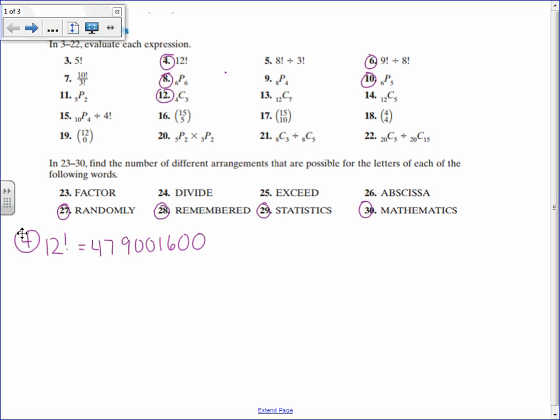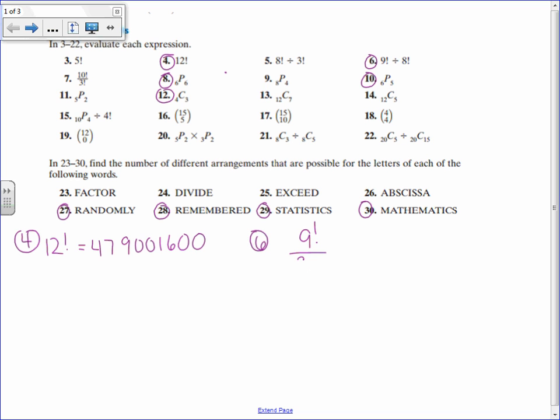All right, please do not do 12 times 11 times 10 times 9 times 8 times 7 times 6 times 5 times 4 times 3 times 2 times 1 individually, because odds are you're going to accidentally hit a button or accidentally not hit a button, and it's not going to look nice.